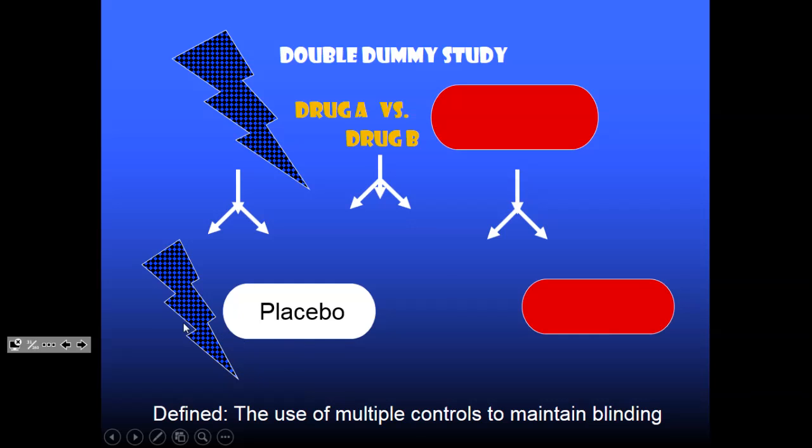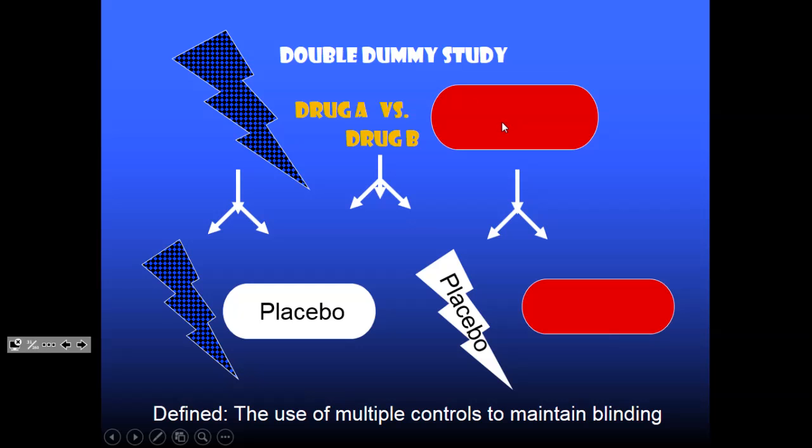So they would get the injection plus they would get a red placebo pill. And on this side, they would get the red pill and then they would get a placebo injection. So that's called a double dummy, and it actually is very intelligent, very smart, makes a lot of sense when you're comparing different formulations, different color medications, things like that.